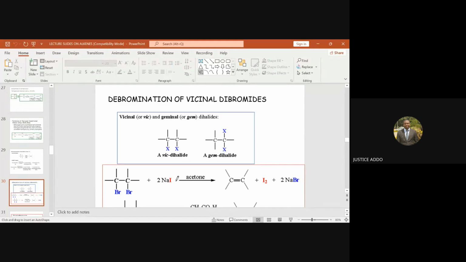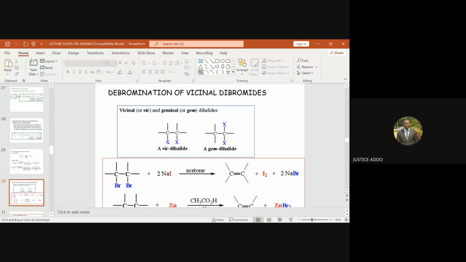So we also need a base. And the base normally used is what? Sodium iodide in acetone. The base will pick on the bromine, this bond will break, form another bond, and the other bromine will break away. So in simple terms, the two carbons bearing the two bromines, you are removing the two bromines, then you introduce a double bond there and you form your alkene. That is debromination. So just identify a vicinal dibromide, and in the presence of the base, you remove the two bromines, and in between the two carbons you introduce your double bond.